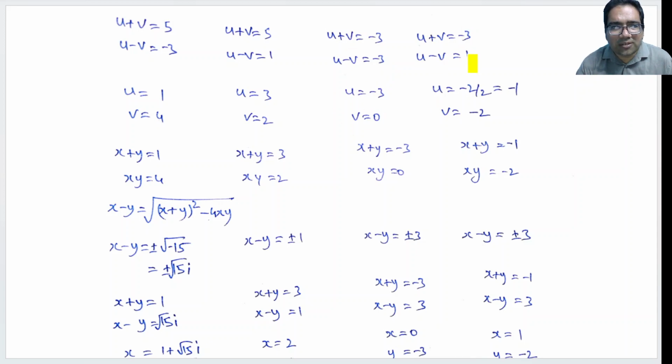In this case, 2u becomes minus 2, u becomes minus 2 by 2. So u is minus 1, v is minus 2. Right, we have got four sets of solutions.